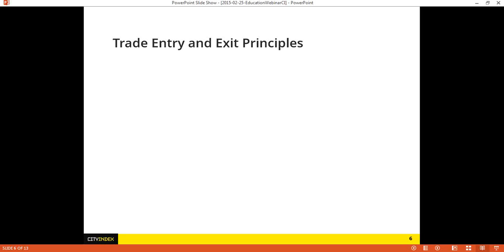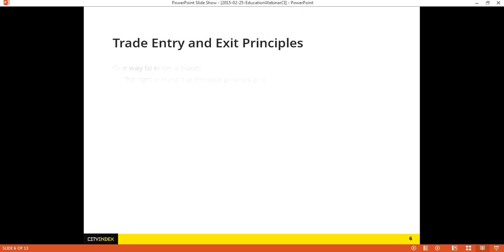So in terms of entry and exit principles, I'm going to talk about that. And then I'm going to talk about my overriding market principle. And these are what really stays constant when I trade, okay? Whatever market I trade, whatever specific strategy I trade, I'm going to be looking at these different principles, and they're going to remain relatively constant.